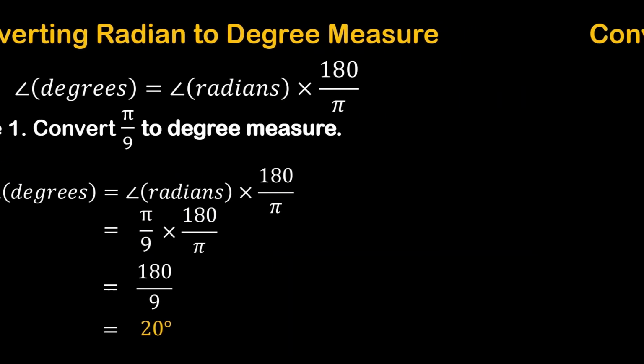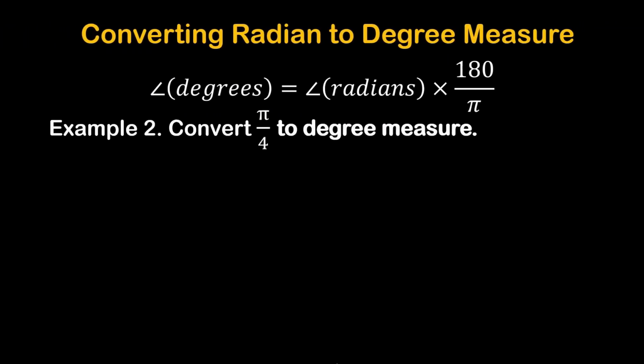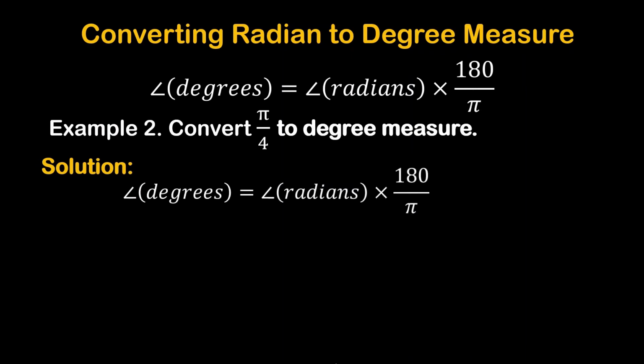Now, proceed tayo sa ating next example. So, here, convert pi over 4 to degree measure. Again, to convert radian to degree, ang gagawin lang natin is we just need to multiply the given radian measure by 180 over pi. So, dito, ang radian measure natin is equal to pi over 4. Then, i-multiply lang natin yan by 180 over pi.